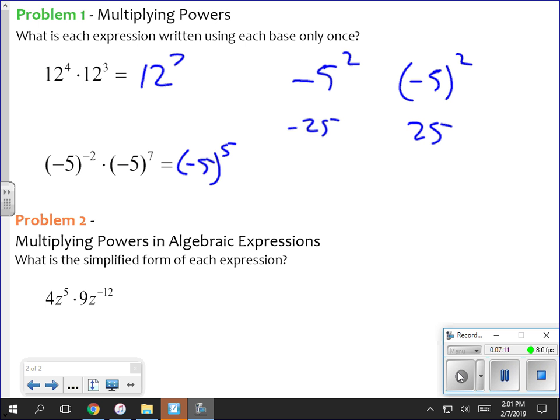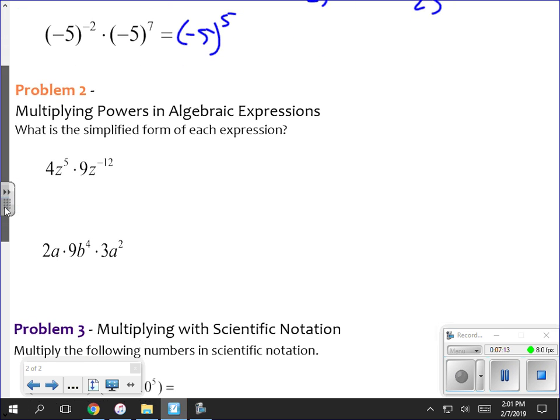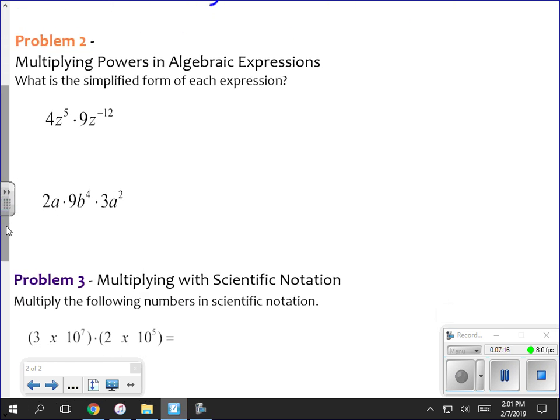Now, the next one's a little complicated, but it's not bad. When I'm multiplying algebraic expressions, and when I have things in particular, some that have a power, some that do not, how I handle the multiplication is an important concept. I look at 4z to the 5th times 9z to the -12.